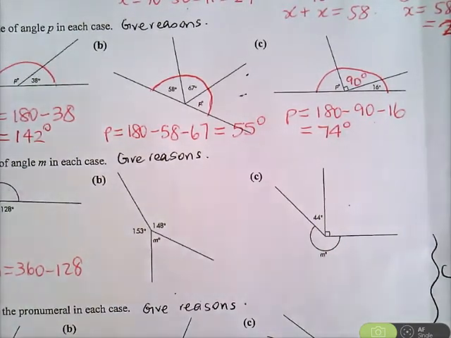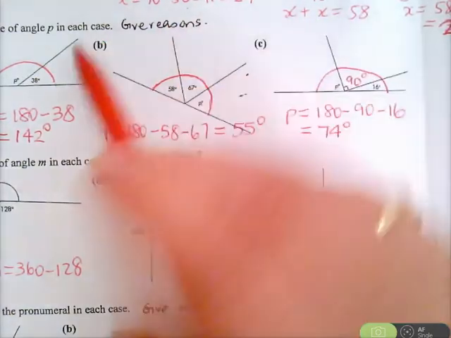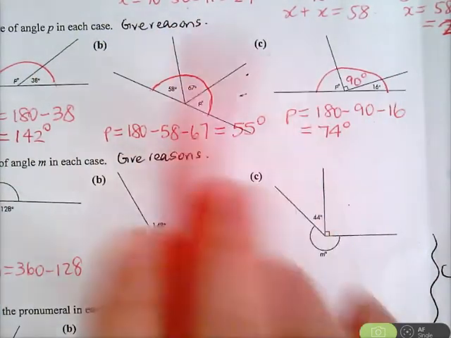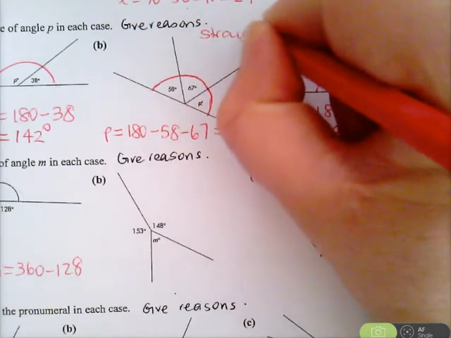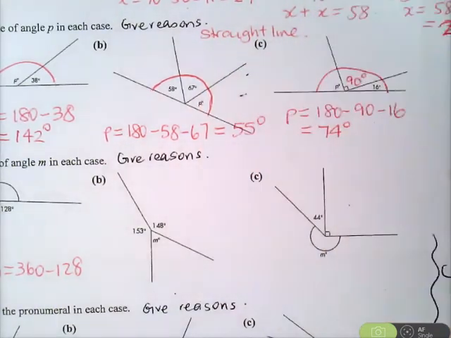Okay, so those are all straight lines. So if it says find the angle of P, give reasons, the reasons for all of these will be that it is a straight angle or a straight line.